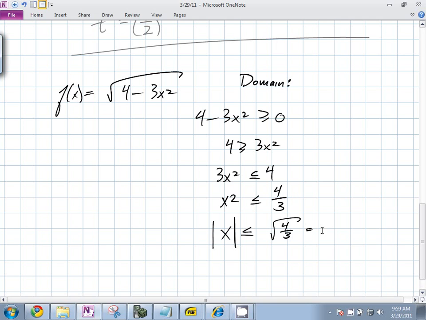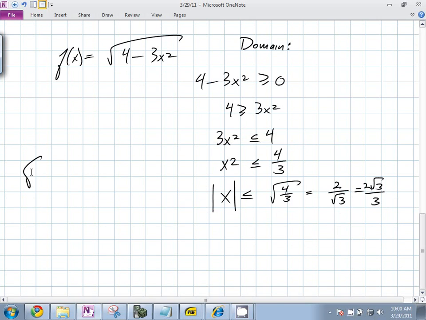You can clean that up again. That's 2 over root 3. And what is that? That's 2 root 3 over 3. You more commonly see that. When you take calculus, it's not going to matter as much, but 2 root 3 over 3 is more commonly written than 2 over root 3 because the denominator there is irrational. It's called rationalizing the denominator, because now the denominator, 3, is rational, but root 3 is not rational. Side note, root 3 is irrational. We'll talk about that in a second.